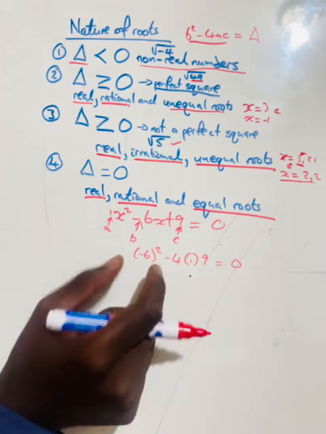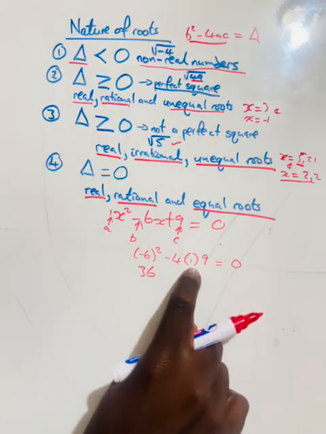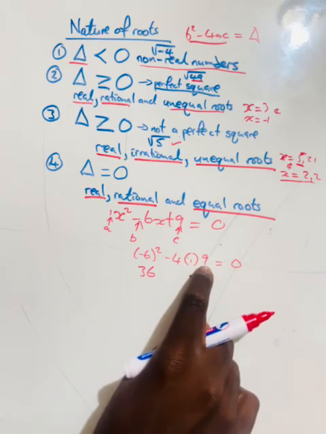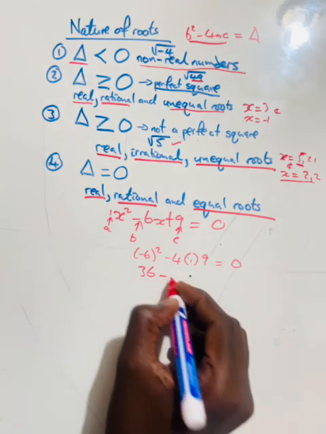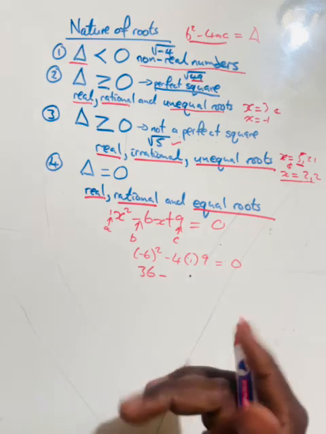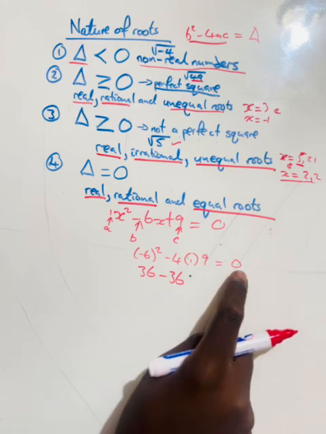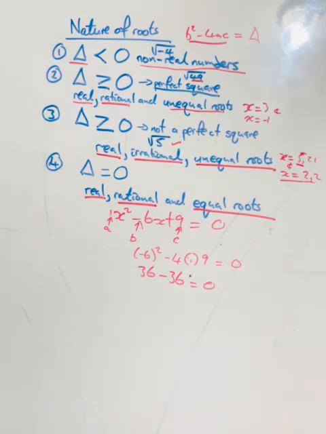Negative 6 squared, which is inside the brackets, gives us what? Positive 36. And negative times positive is a negative, times this positive is a negative. So we've got a negative sign. 4 by 1 is 4, and 4 by 9 is what? 36. And when I say 36 minus 36, what do I get? It is equal to 0.